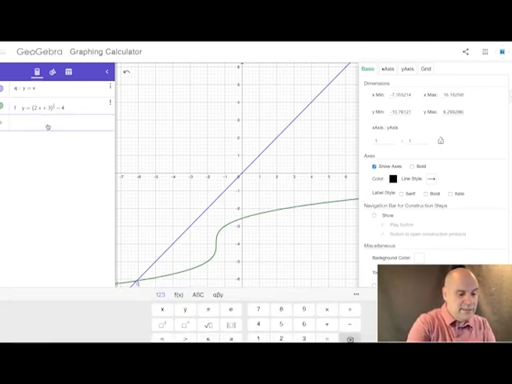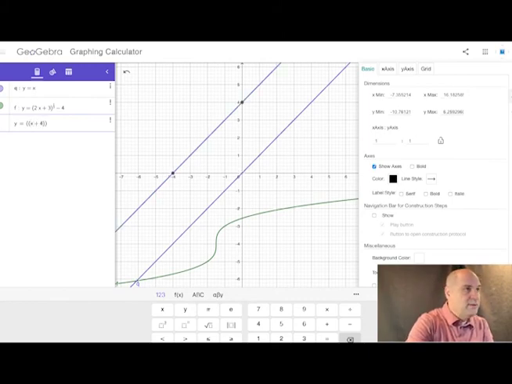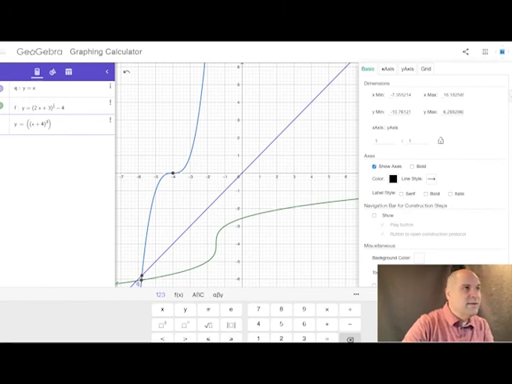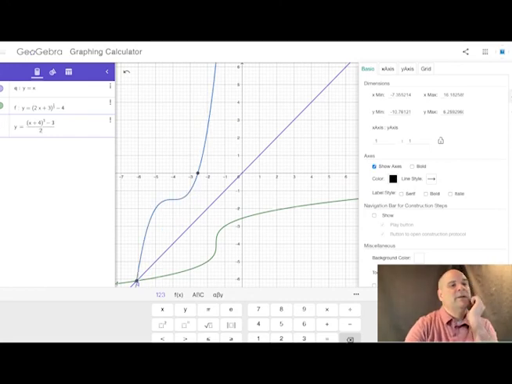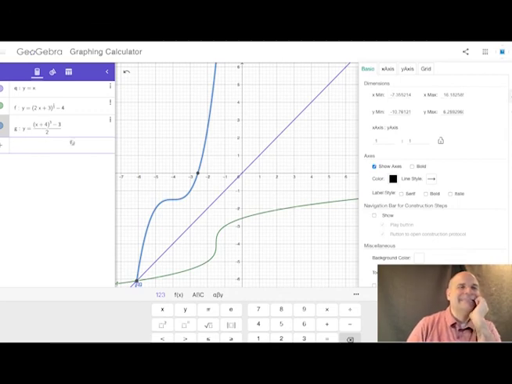So y equals parenthesis, another parenthesis, because we're going to have to divide everything by 2, x plus 4 parenthesis all to the third, and then minus, not 4, 3. Okay, and then we're going to divide everything by 2. And look at that! It's so pretty! Yay! All right, so that was fun and exciting.